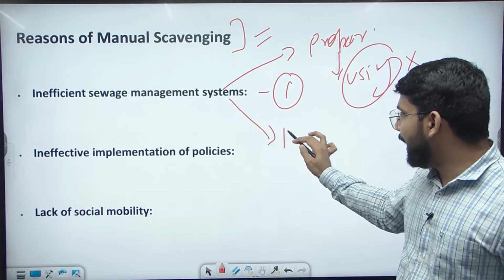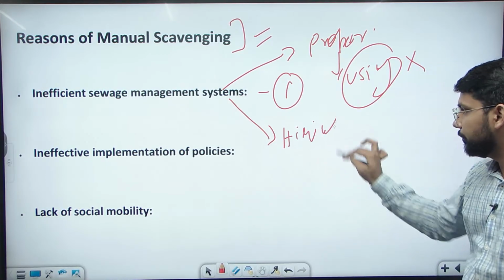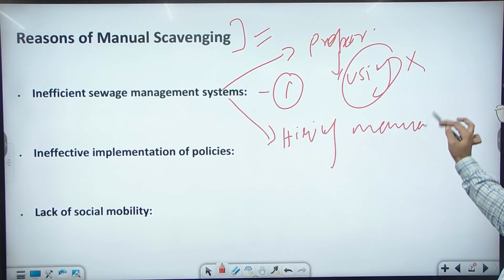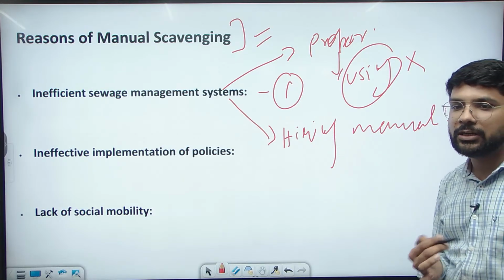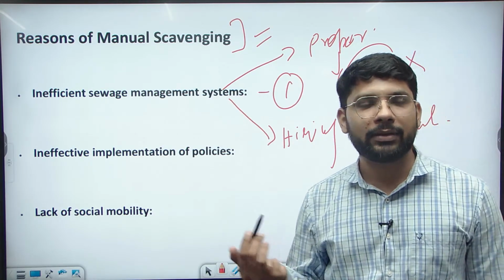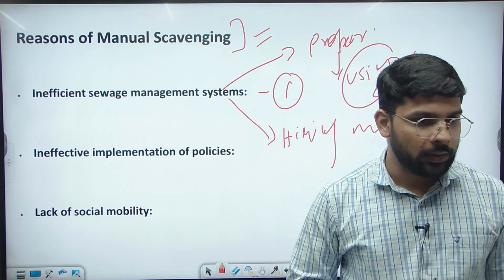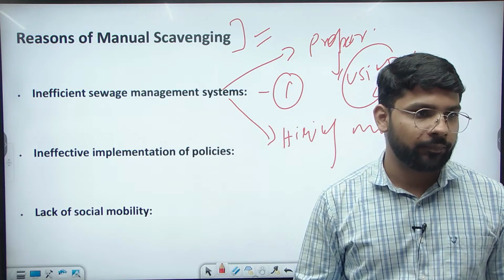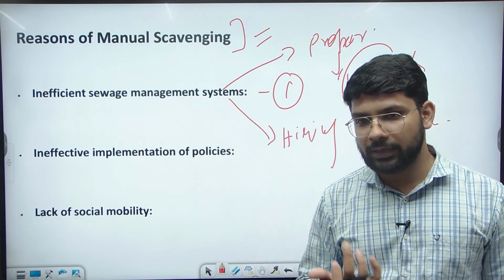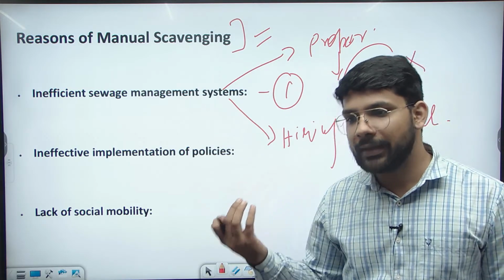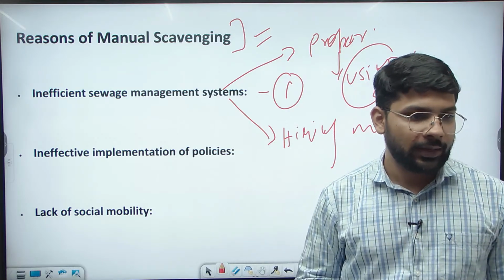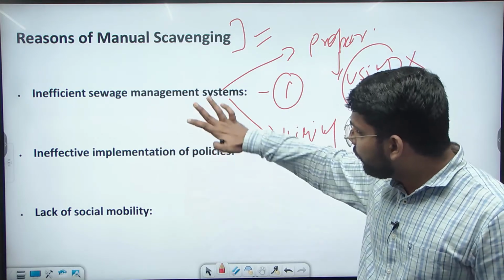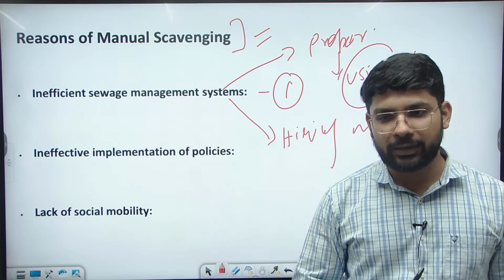Instead of it, they are hiring manual labor at a cheap rate, giving them 500-600 rupees per day. This is one of the reasons: the inefficient sewage management system. And this inefficient sewage management system further leads to many other things, like the recent floods in Delhi.